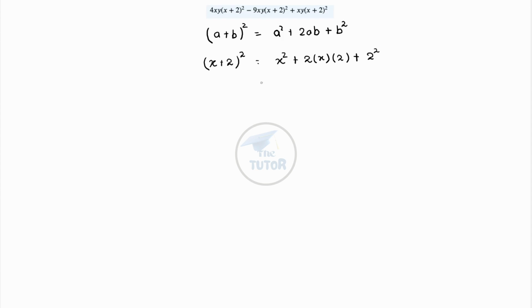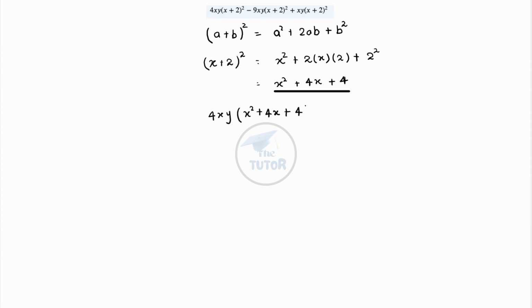And then what you will get is x square, and 2 times 2 is 4, times x, which is 4x, so plus 4x, plus 2 square is 4, right? And then after this, similarly, you have to do the other two. That means now we know what x plus 2 whole square is. So replace x plus 2 whole square everywhere by this. That means 4xy will multiply x square plus 4x plus 4.